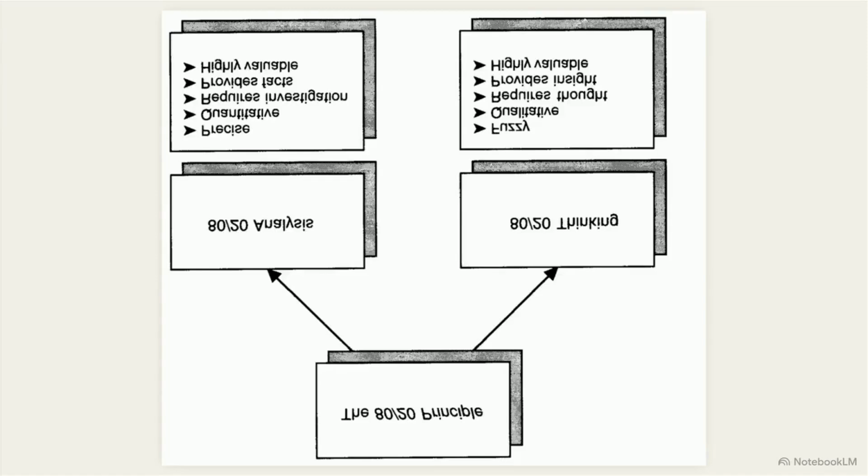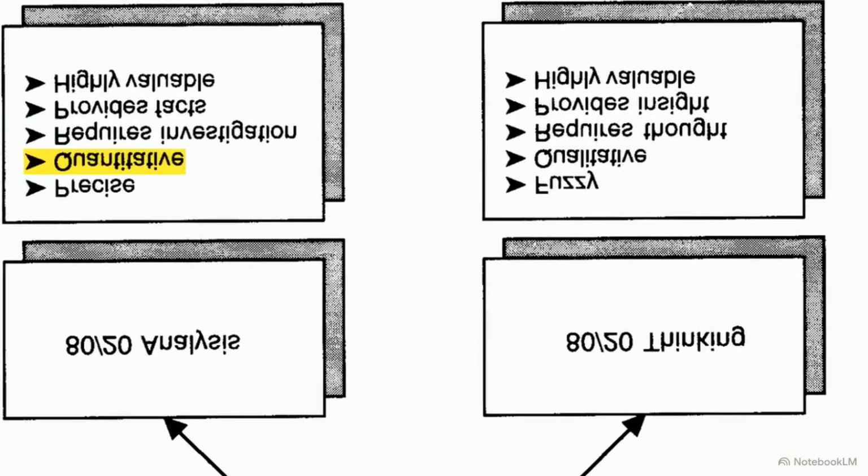To actually harness this anomaly, we have to understand the two different ways it gets applied. This flowchart maps them out: 80-20 analysis on the left and 80-20 thinking on the right. Looking at the left side, 80-20 analysis is a rigid, quantitative tool. It requires deep investigation and hard facts to pinpoint an exact mathematical relationship between inputs and outputs.